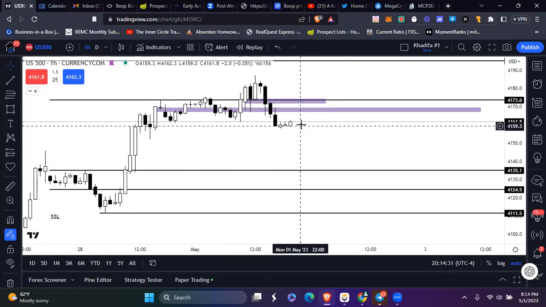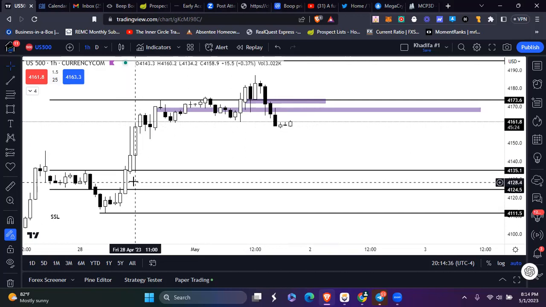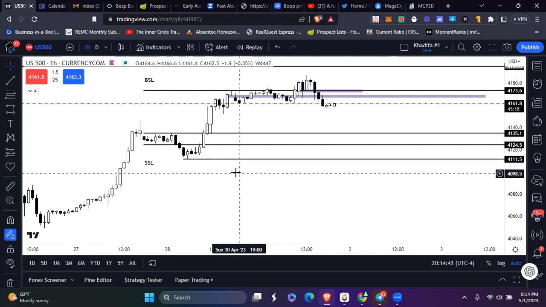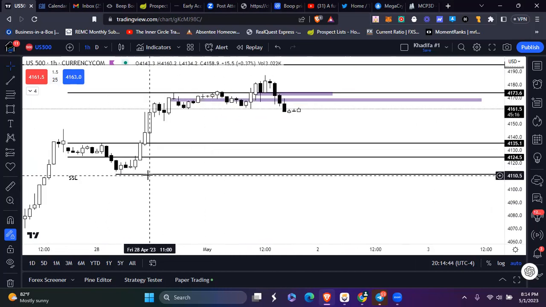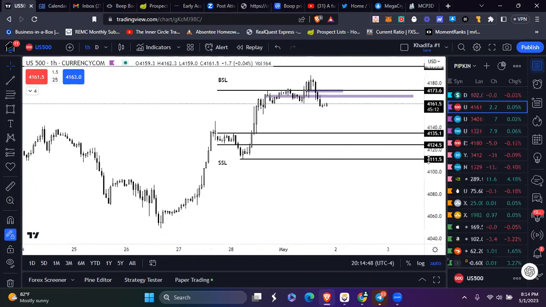So I am looking for price to be drawn down to this area, being that we got a discount level here and a fair value gap there, and sell side liquidity right below it. Let's see what happens throughout the rest of Asia and going into London.